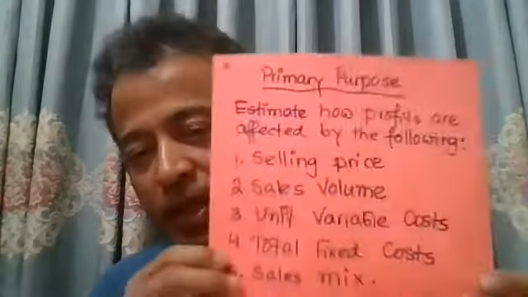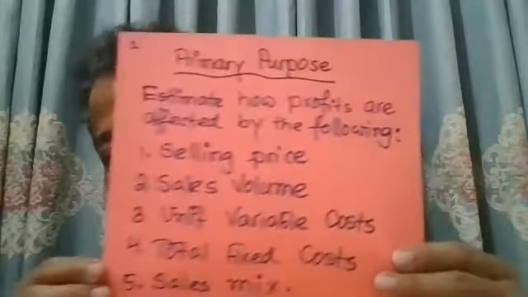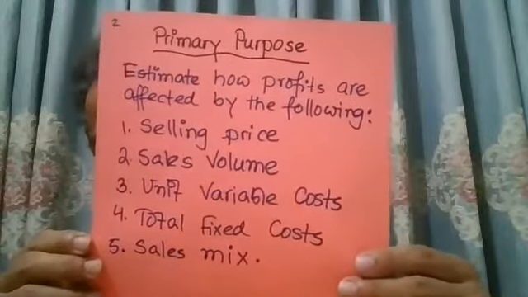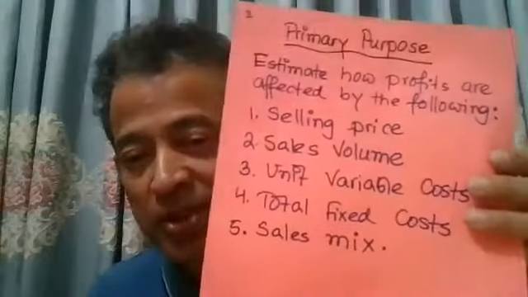At the beginning of the chapter, you'd see a discussion of the primary purpose of CVP relationship analysis, or CVP analysis. The primary purpose is to examine and estimate how profits are affected by changes in the following 5: selling price, sales volume, unit variable cost, total fixed cost, and sales mix. So how profit is affected by any one or a combination of these 5 factors.